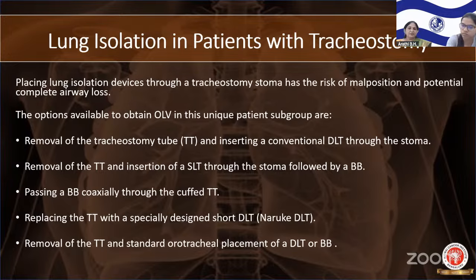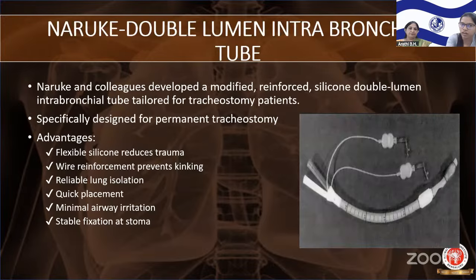Can you just show the picture of the Naruke tube? Yes, ma'am. Naruke and colleagues developed a modified reinforced silicone double lumen intrabronchial tube tailored for tracheostomized patients. It is more flexible and made of silicone, so it reduces trauma. The wire reinforcement prevents kinking, so reliable lung isolation is available. It is quick to place, provides minimal airway irritation and stable fixation at the stoma, and even dead space is reduced.